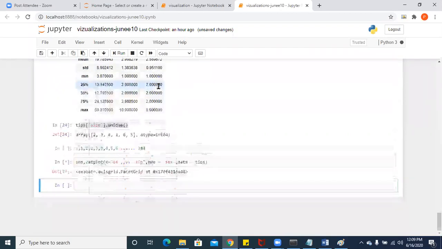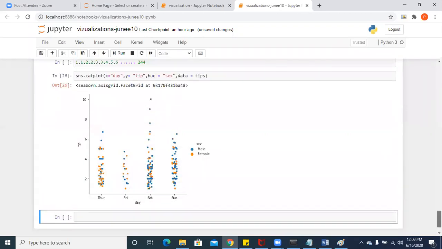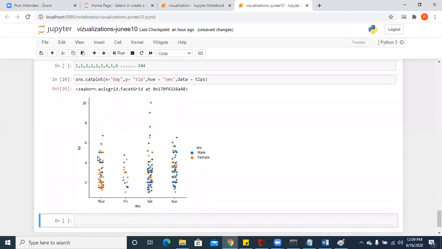If you just execute this, you can say that on Thursday, orange is female and blue color is male. So from this also you can infer some information. On Thursday, more males came, female people are fewer, and male people gave the highest tip.